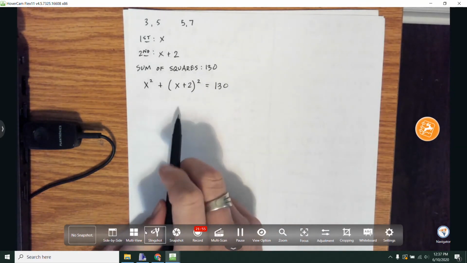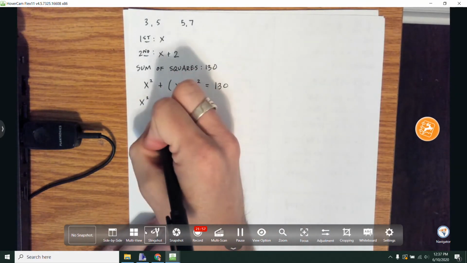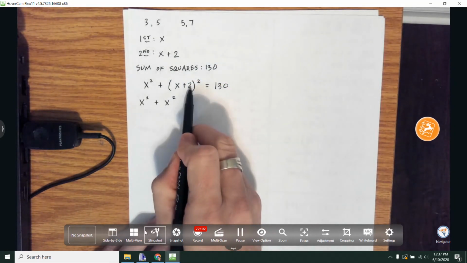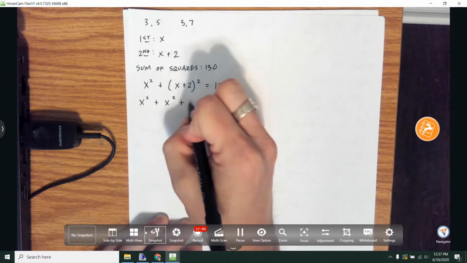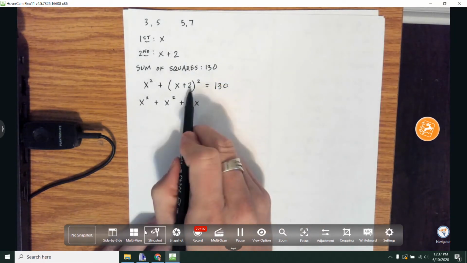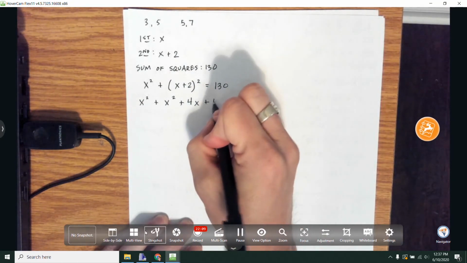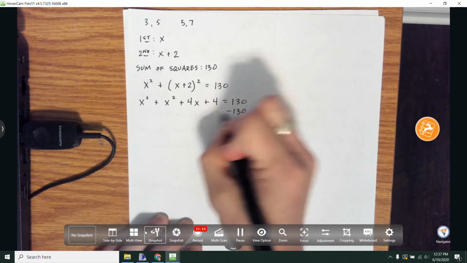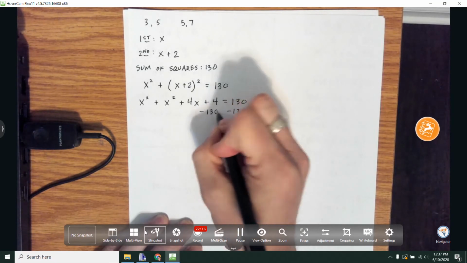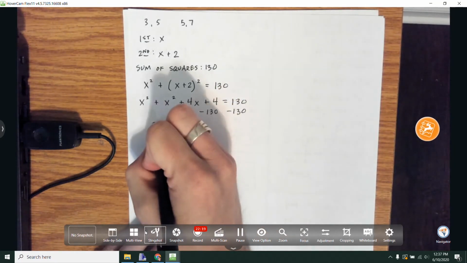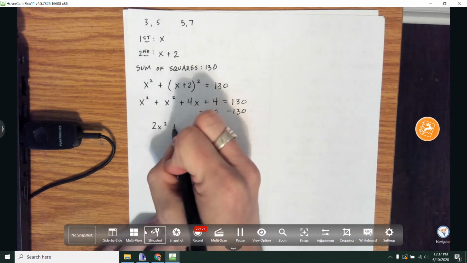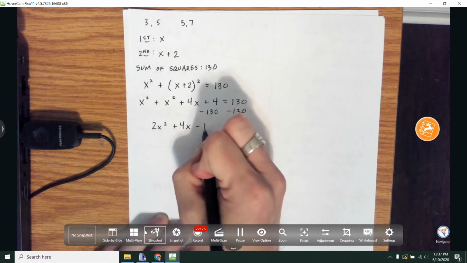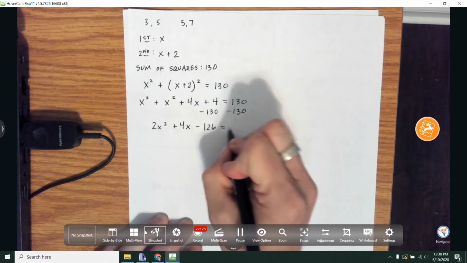Now we're going to expand this thing out. We got x squared. We square that one, which gives us x squared. We multiply these two together and then double it. So that gives us 4x. And then we take the square of that one, which is 4. That still equals 130. We're going to subtract this 130. And then combine these things. So we get 2x squared plus 4x. And then we get minus 126. And this equals 0 now.